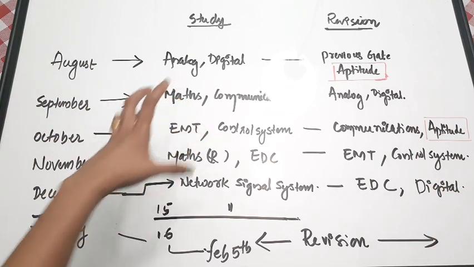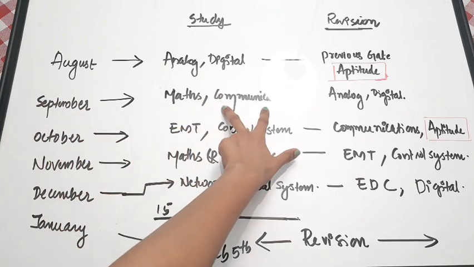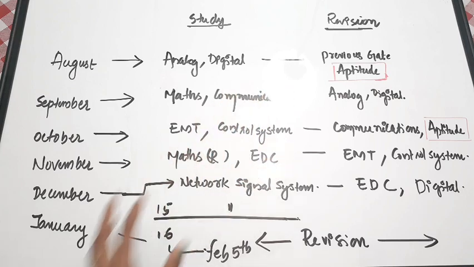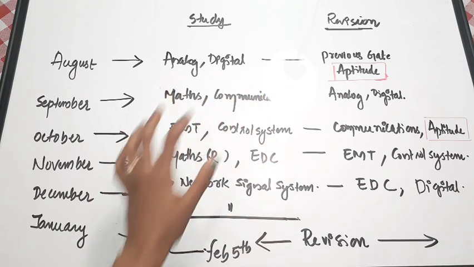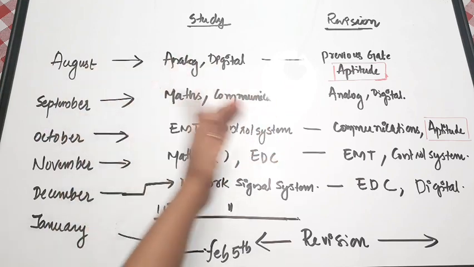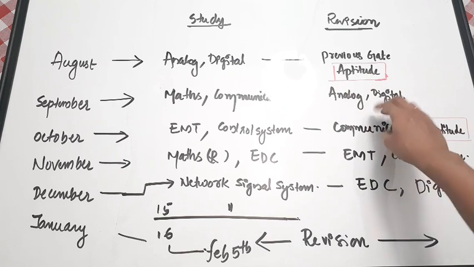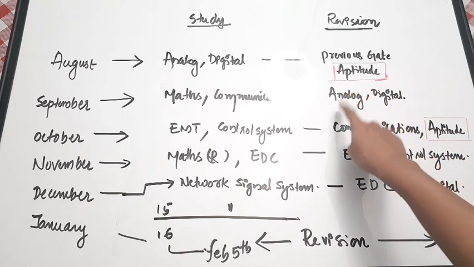Okay, then in the next month, you are studying maths. You know that maths means a lot of questions, numerical questions and sums like that. So I would suggest you to study communication systems along with the maths. There are some theoretical portions of communication systems also. So that combination will be good or best.